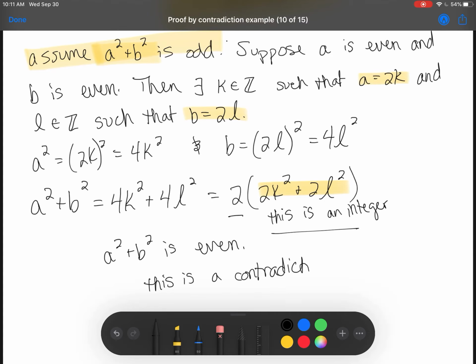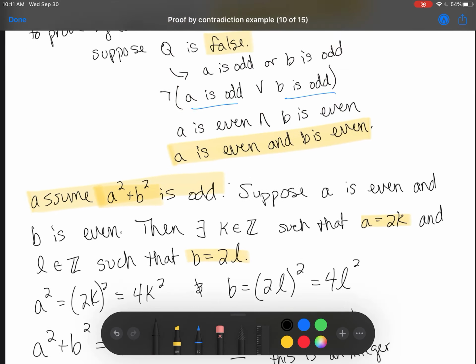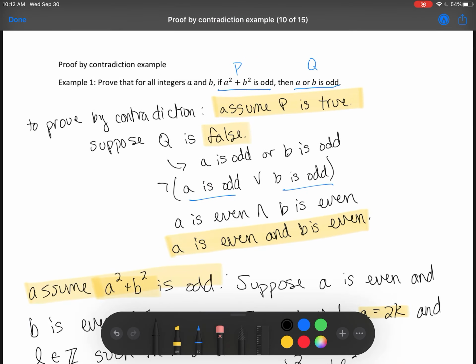Again, I said in the notes that when you start a proof by contradiction, you often don't know what contradiction you're going to get to. In this case, we were assuming that a squared plus b squared is odd, but then we showed that it's even. So our only logical conclusion is that the statement we started with, if a squared plus b squared is odd, then a or b is odd, is actually true. See the notes for the formal write-up of this, but hopefully this gives you a better understanding of the ideas behind it.